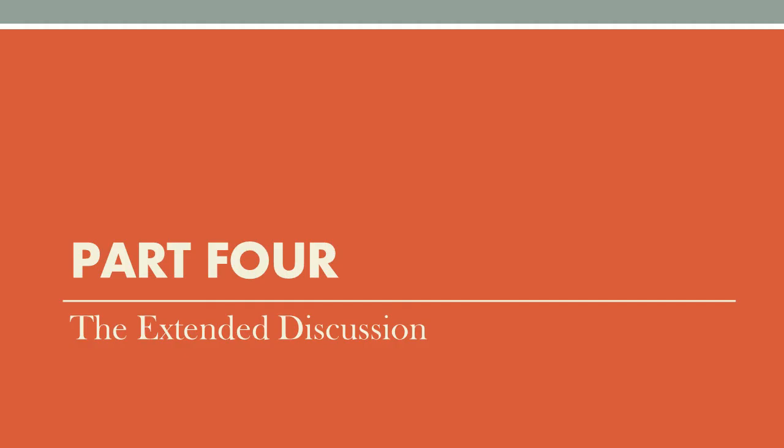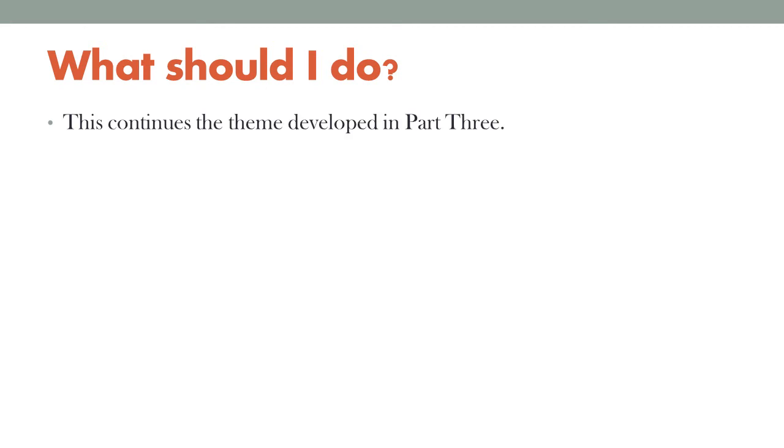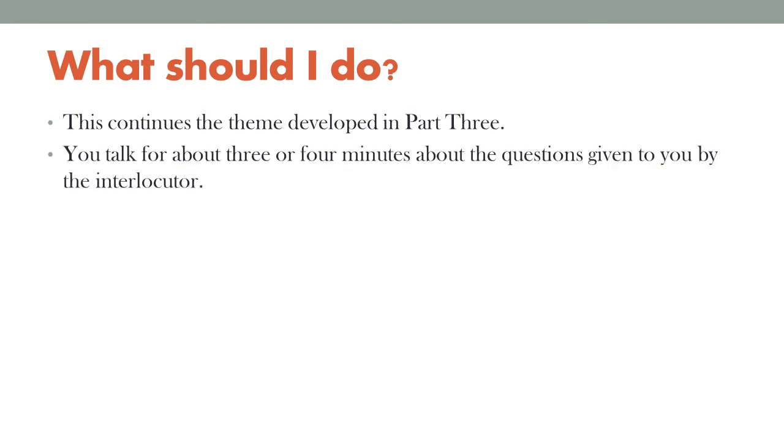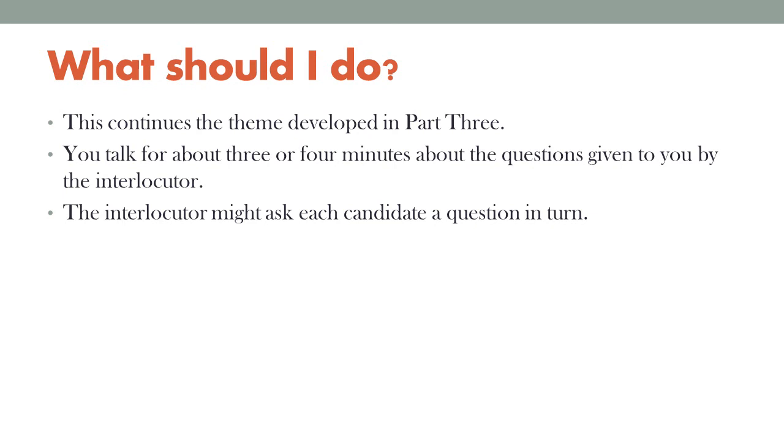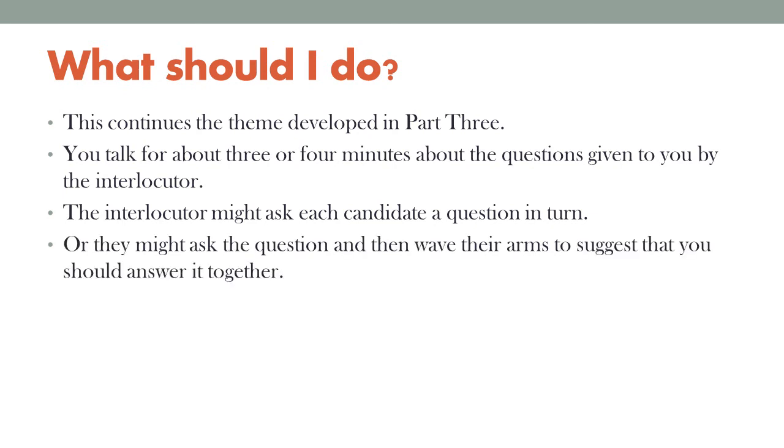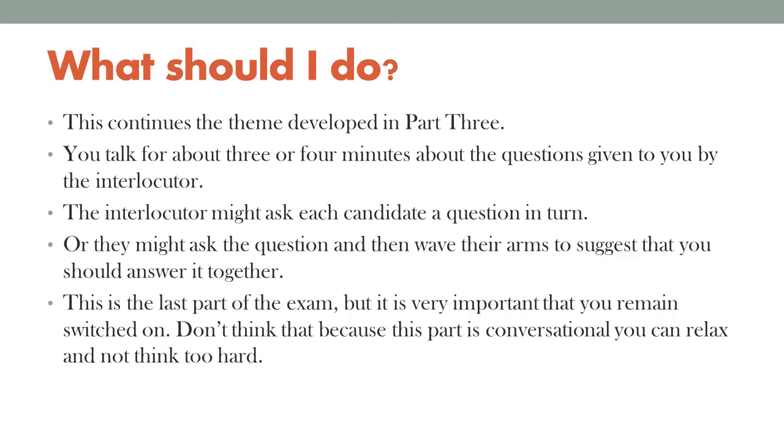Okay, part 4, we come to what we call the extended discussion, and in this part they take the theme or the topic from the collaborative task, and it begins to expand outwards, going from specific to more abstract questions. So here you'll be talking for about 3 or 4 minutes about the questions that the interlocutor gives you. It's possible the interlocutor might ask first candidate A and then candidate B a question, or they might just wave their arms to suggest that you have to answer them together.